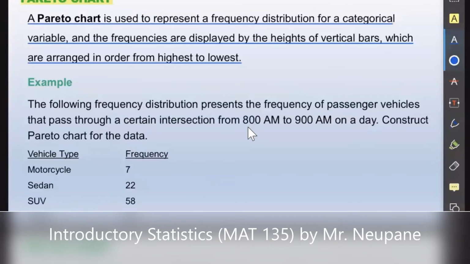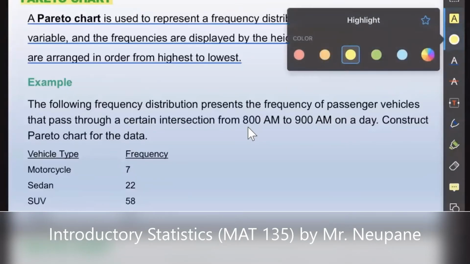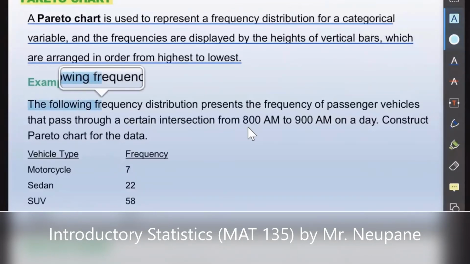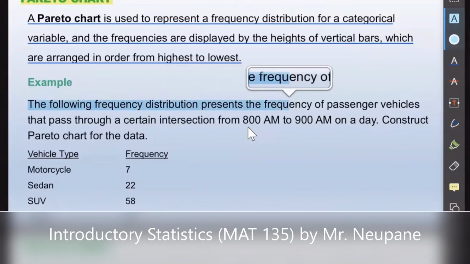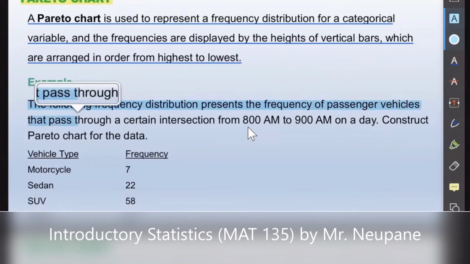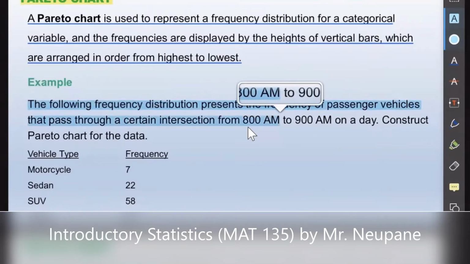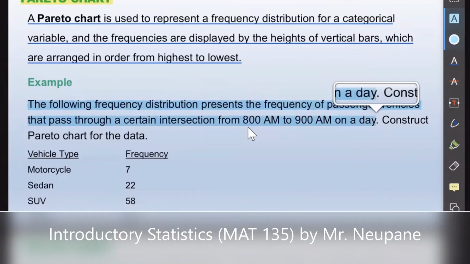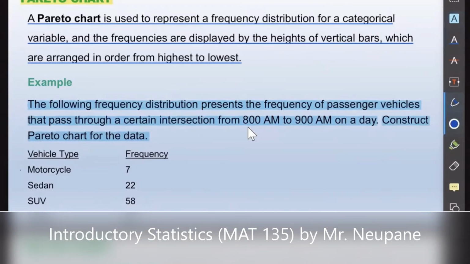In this example, let's see what is given and what we are asked to do. The following frequency distribution presents the frequency of passenger vehicles that pass through a certain intersection from 8 a.m. to 9 a.m. on a certain day. We have to construct a Pareto chart for this data. And the data given here is we have motorcycle, 7 of them, sedan 22, SUV 58, and then truck 67.